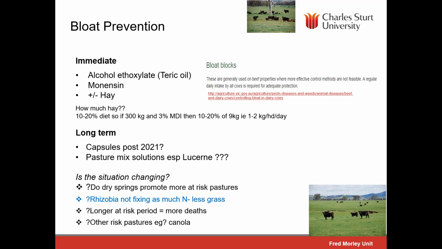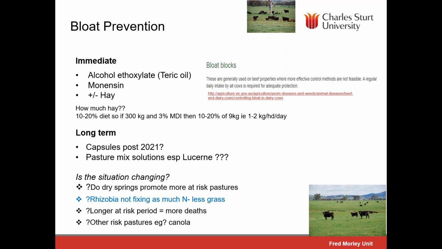So animals need to be on monensin for around about 2 weeks prior to you expecting to have bloat for that to be effective. And of course, hay is useful in conjunction with either of these or on its own. People often say to me, well, how much hay do I need to offer the animals?